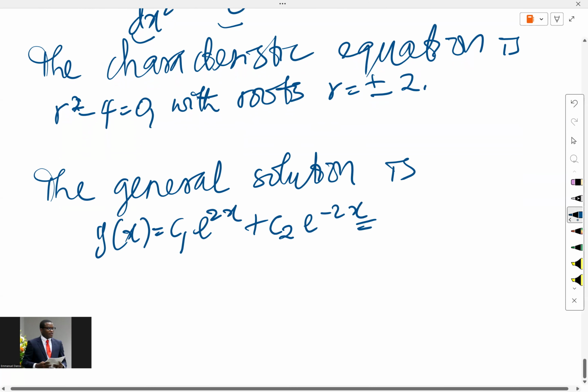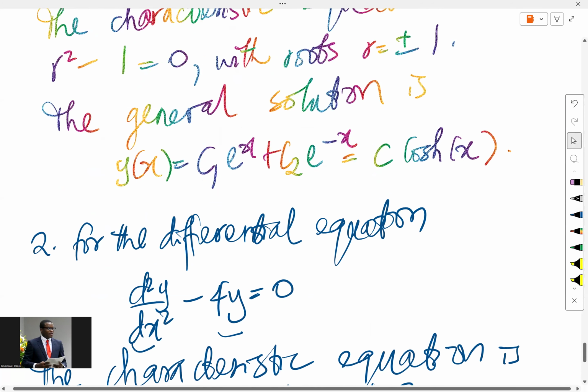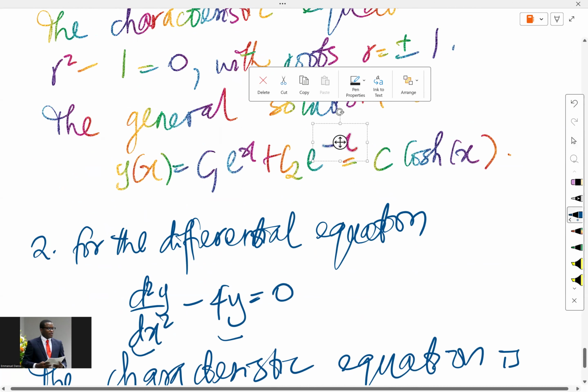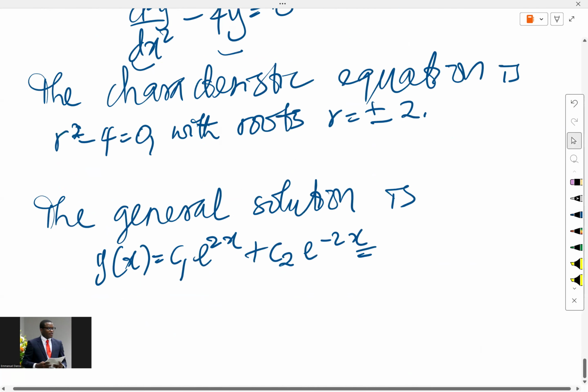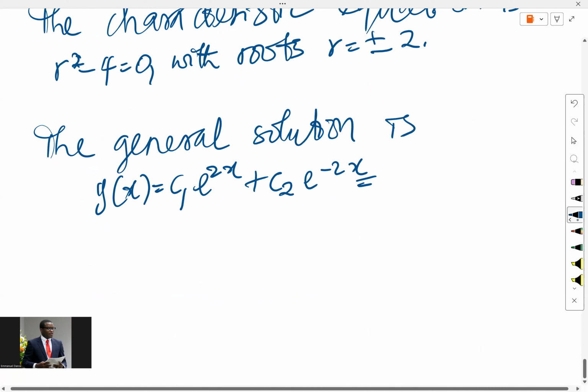And all of that boils down to something like, oh, okay, up here, I think I did not complete it. So this is actually c1 cosh x plus c2 sin x. Apologies. That's what the solution for the first one looks like: c1 cosh x plus c2 sin x. Then for the second one, we have this to be equal to c1 cosh 2x plus c2 sin 2x, like that. So you see how useful that is.